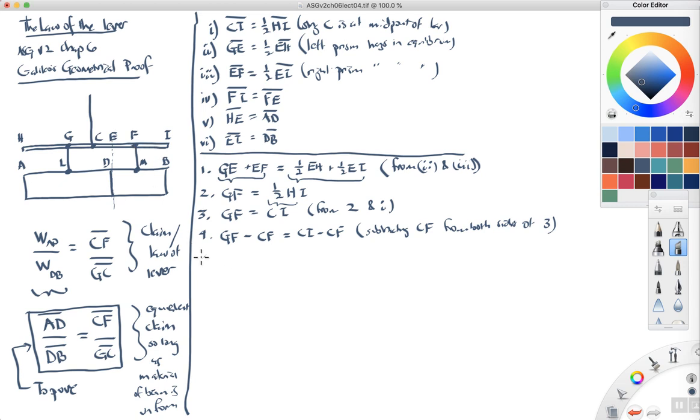Okay, so then we have GF take away CF, and I guess this is what we were saying in the previous statement, that this distance GC is equal to FI. So GF take away CF, you're left with GC, and CI, you take away CF, you're left with FI. So from previous step.